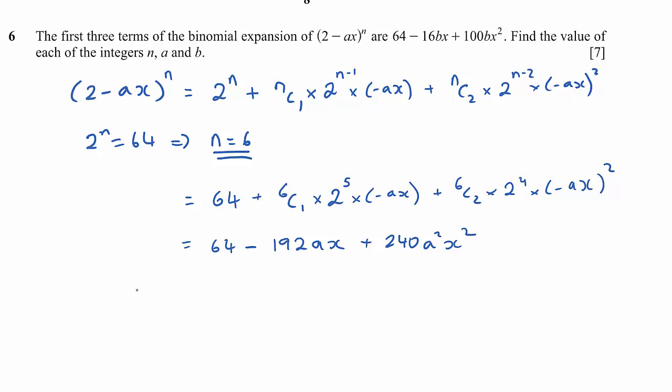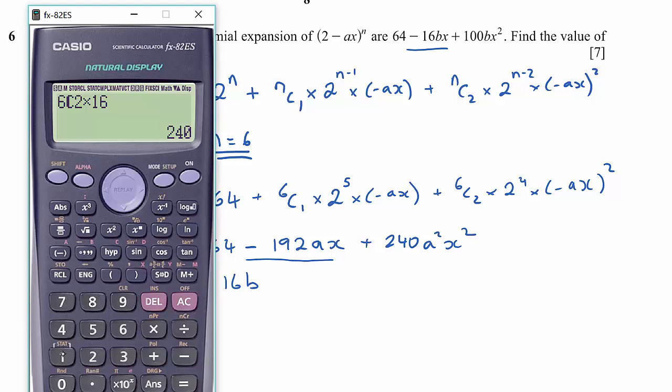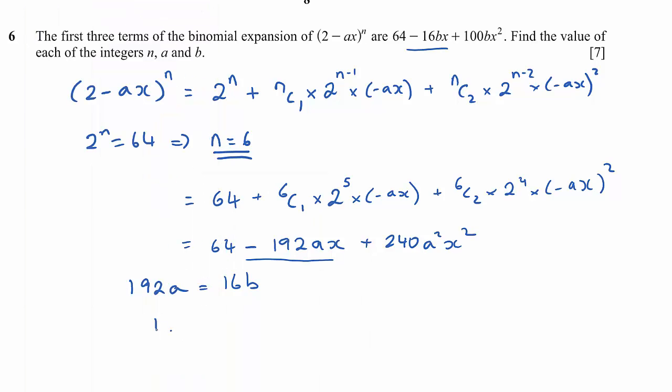So we have 192a from here is equal to 16b. 192 divided by 16, let's just check. 192 divided by 16 is 12. So that gives me 12a equals b. And I'm going to call that equation 1.